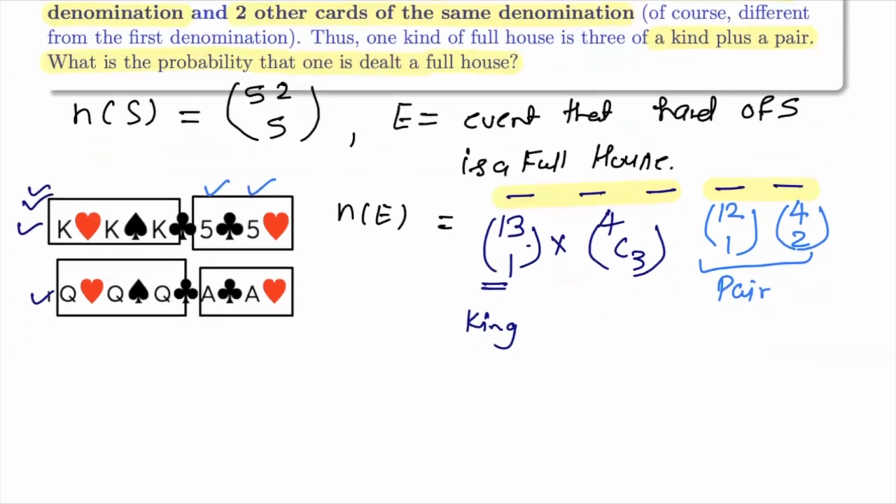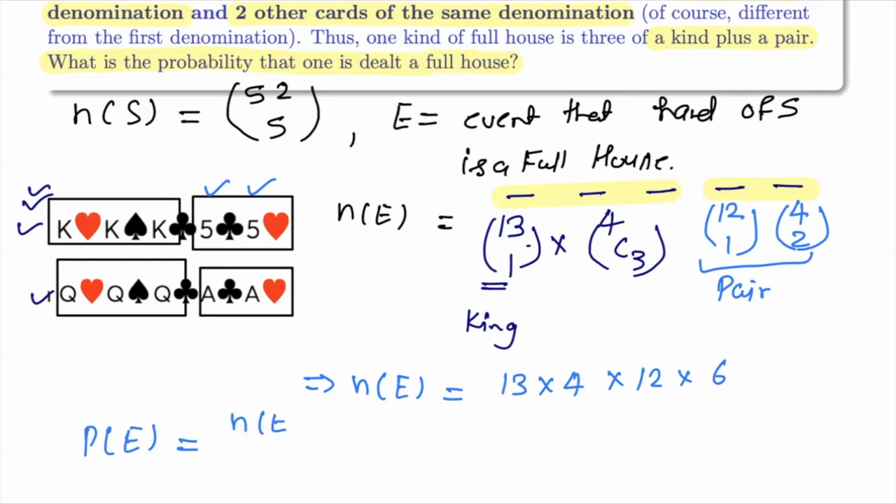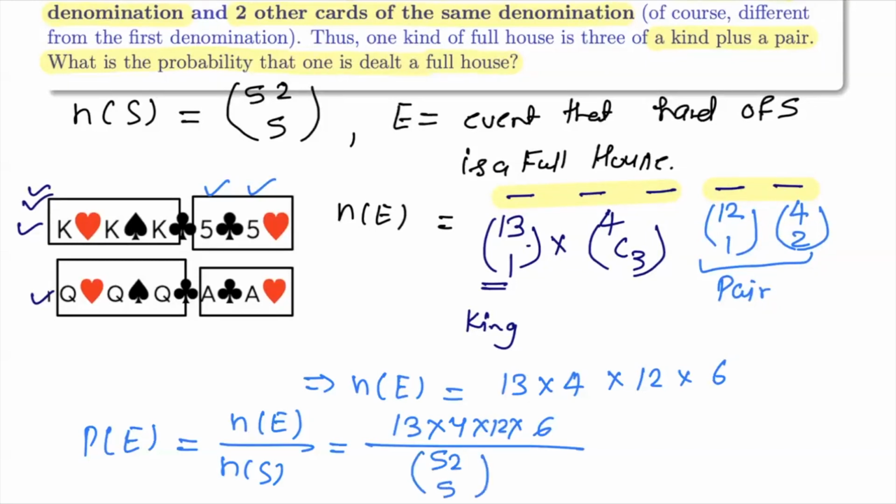So now if you calculate your NE, it will be 13C1, which is 13, 4C3 is 4, 12C1 is 12, and 4C2 is going to be 6. I hope the calculation will be easy for you. You can easily calculate them. So if I ask you the probability that a given hand is a full house, you will tell me it is simply NE divided by NS. We have the value of NE there, and we can divide by 52C5, and this will be your final answer. I hope no issues are there.